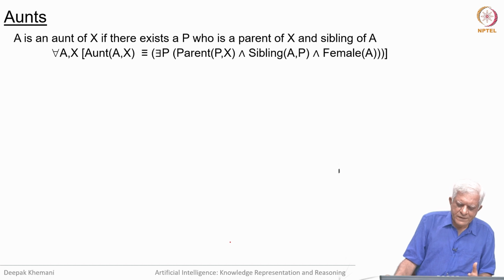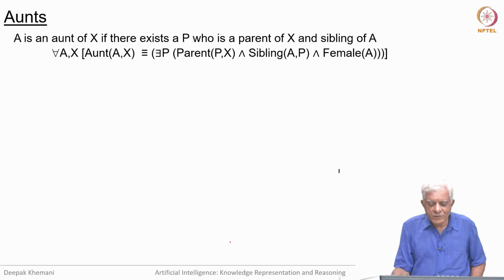that for all A, for all x, A is an aunt of x is equivalent to saying that there exists a P such that P is a parent of x and P is a sibling of A, or A is a sibling of P, that is a symmetric relation, and A is a female.